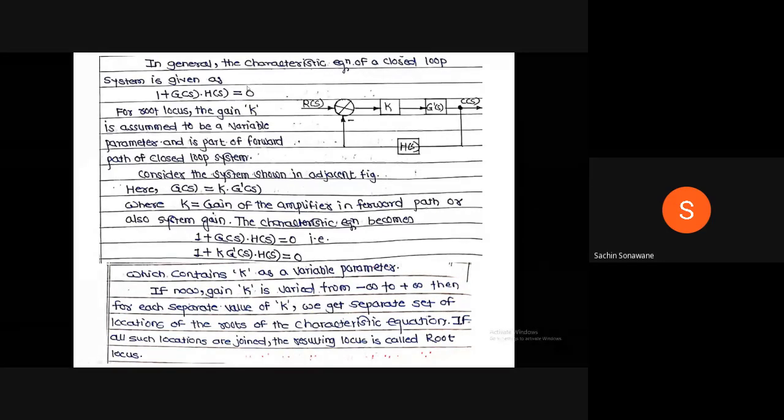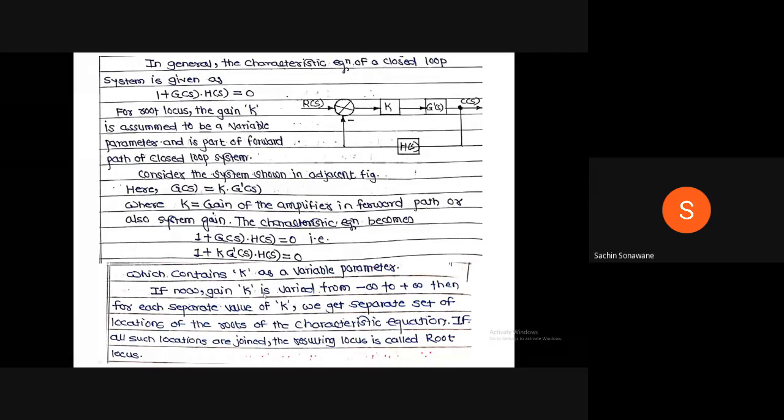Therefore, for root locus, the gain K is assumed to be a variable parameter and is part of the forward path of the closed loop system. Consider the system shown in the adjacent figure. Here G(S) is equal to K into G'(S), where K is the gain of the amplifier in the forward path, also called system gain. The characteristic equation becomes 1 plus G(S)H(S) equal to 0, that is, 1 plus K into G'(S) into H(S) equal to 0, which contains K as a variable parameter.